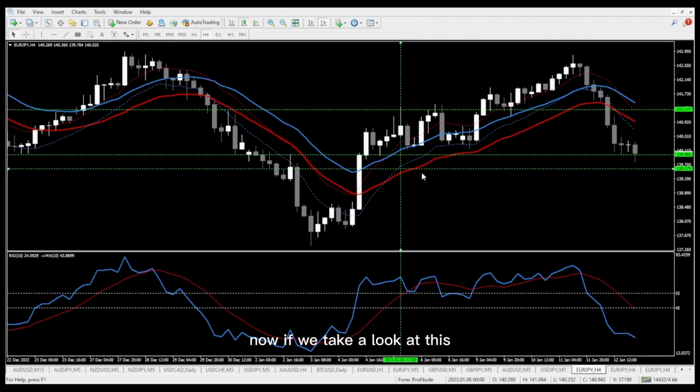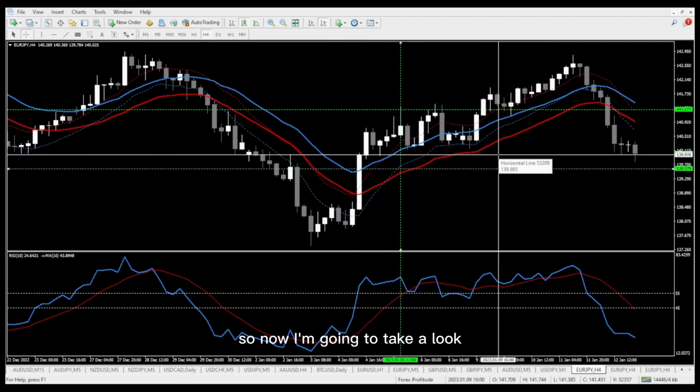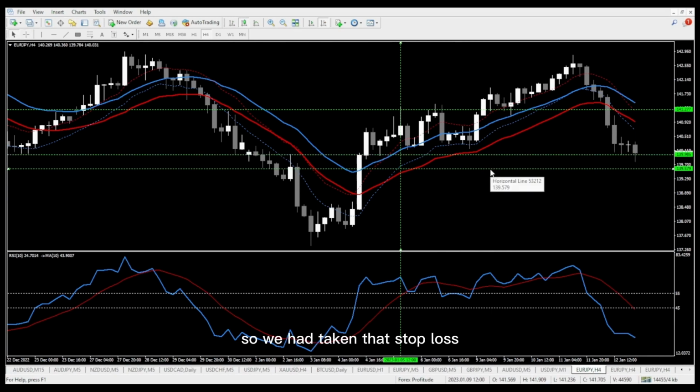Now, if we take a look at this, remember that the stop loss initially on this one was 120 pips. So now I'm going to take a look and see where we managed the trade. It's 40 pips, 41, 42 pips. So we had taken that stop loss and reduced the risk on this trade by 2/3. We've managed to make this trade much less risky than the initial position that we took on this trade.